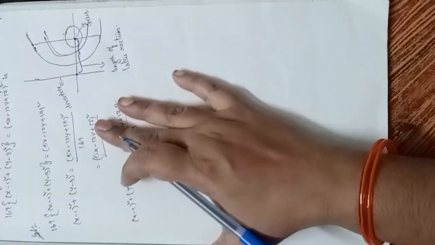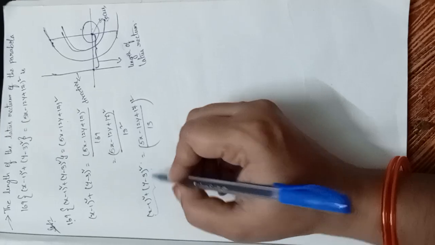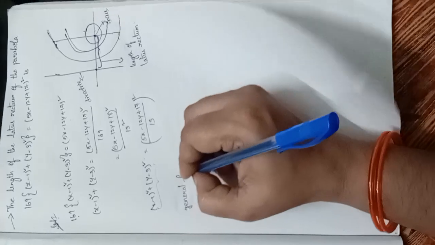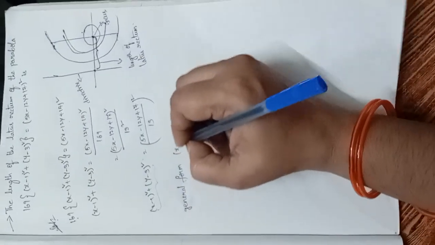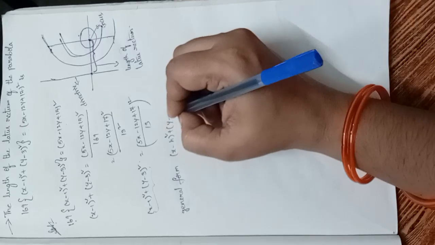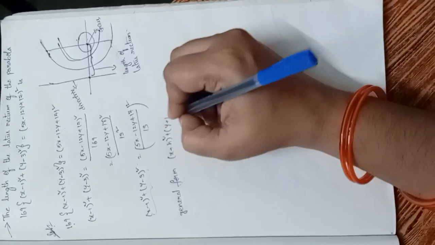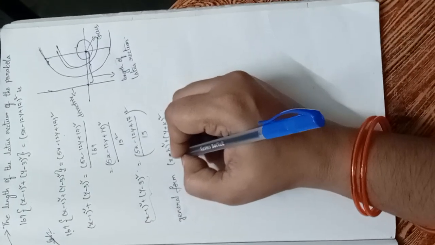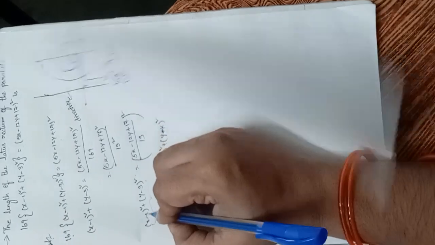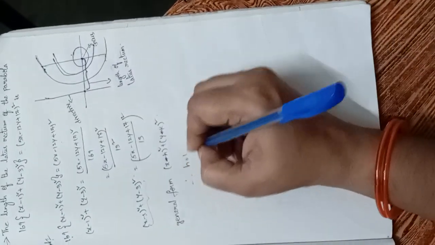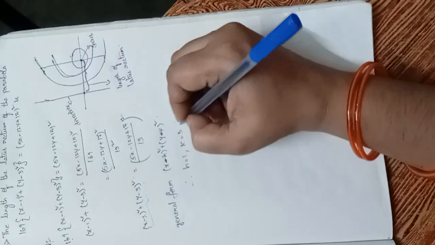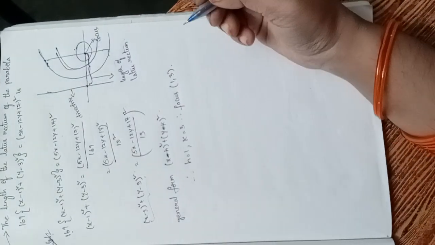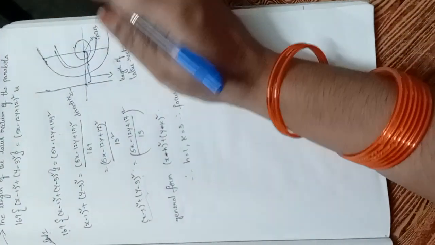Now, this is the general form: (x minus h) whole square plus (y minus k) whole square, right? So here h equals 1, k equals 3. Therefore the focus is (1, 3). Now from here to here it is the perpendicular distance.